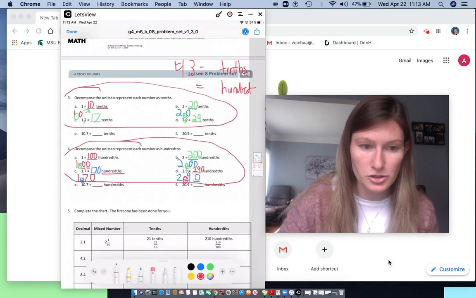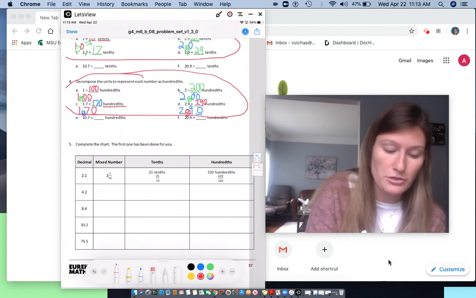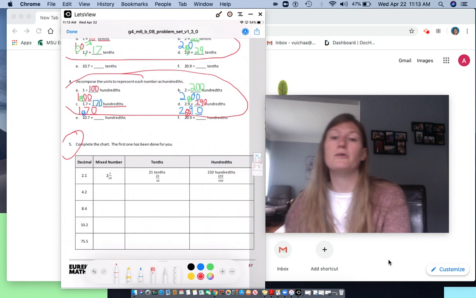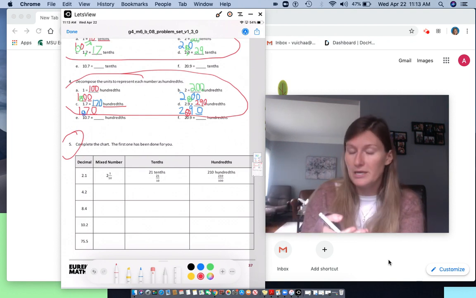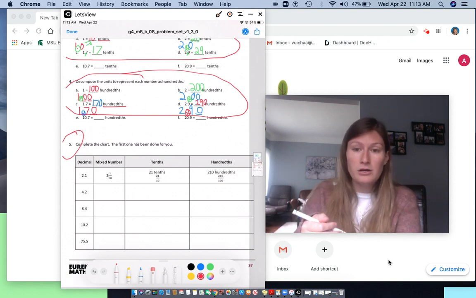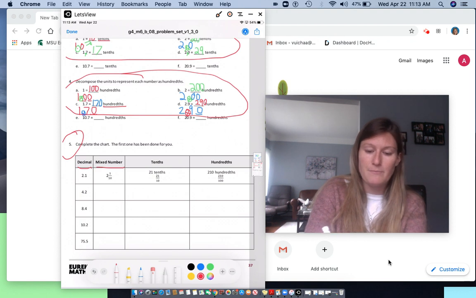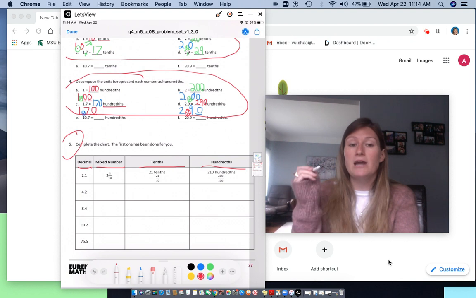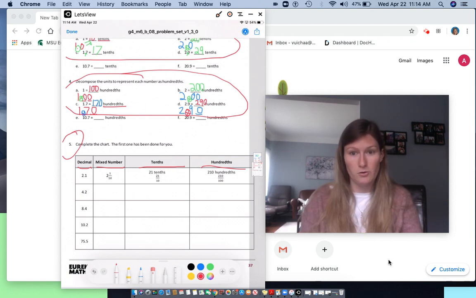I also want to show number 5. I know I did not assign this, but I really do think this is great practice because this goes over everything that we have learned in the past 4 days, and this will probably be on your exit ticket tomorrow. So if you need practice making a decimal into a mixed number and making it into tenths and making it into hundredths, then I would definitely take the time and practice those skills, okay?